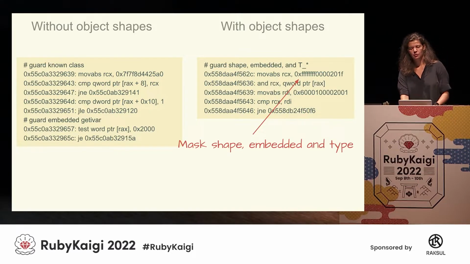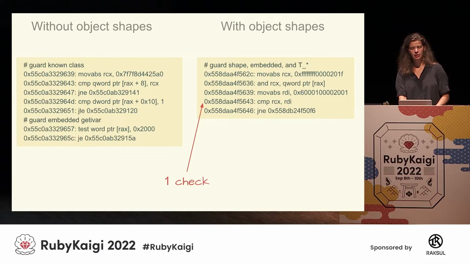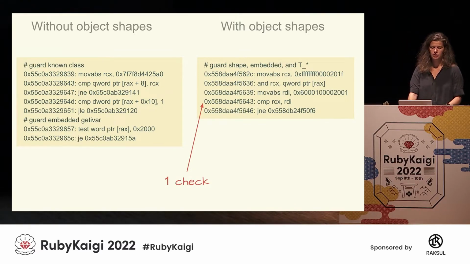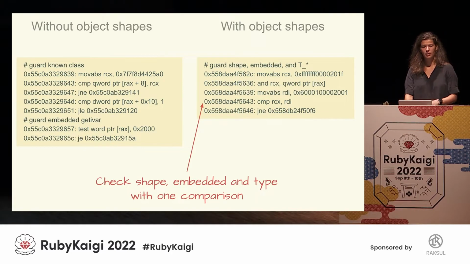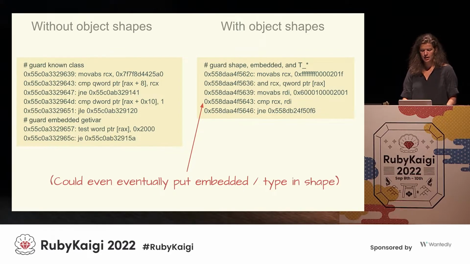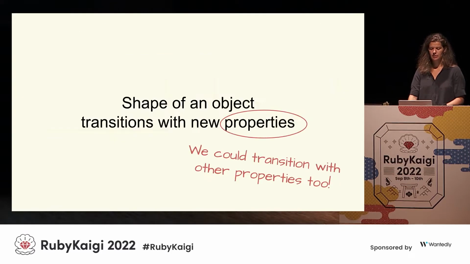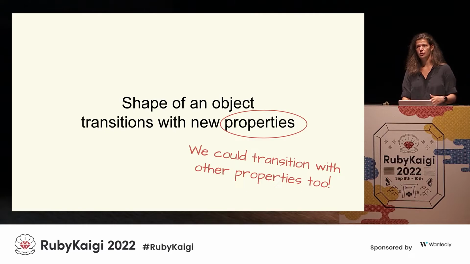With object shapes, we mask the shape, the embedded, and the type all in one mask, which gives us just one check that we have to do in this JITted code. We check the shape, the embedded, and the type all in one comparison. And like we were saying earlier, we could eventually even put embedded and type in the shape. So remember, we were saying we could transition with other properties too. We could make that check even simpler.